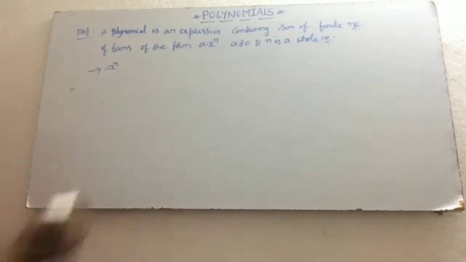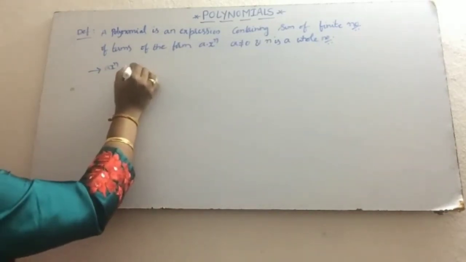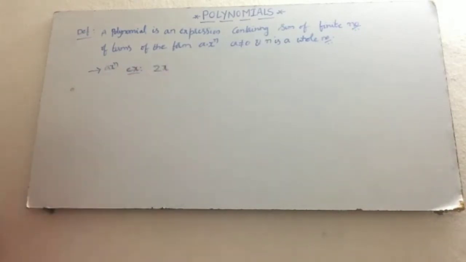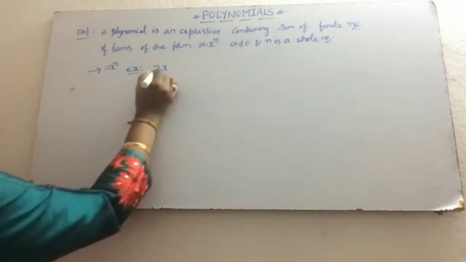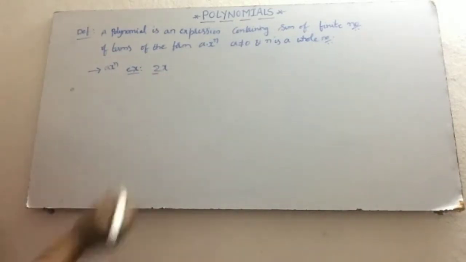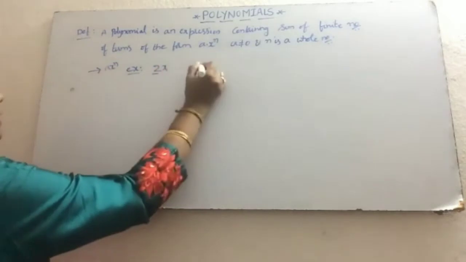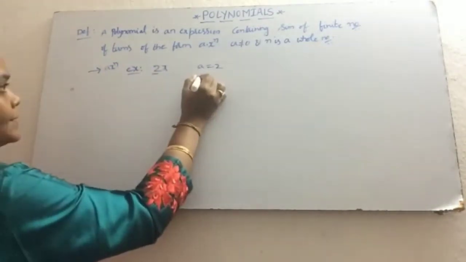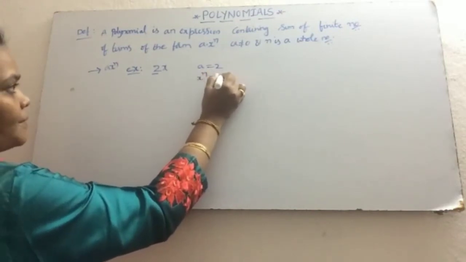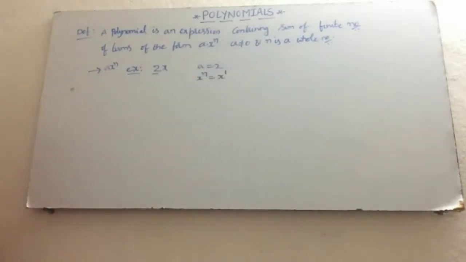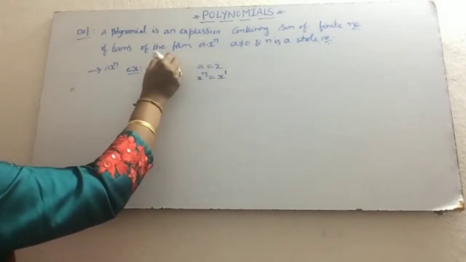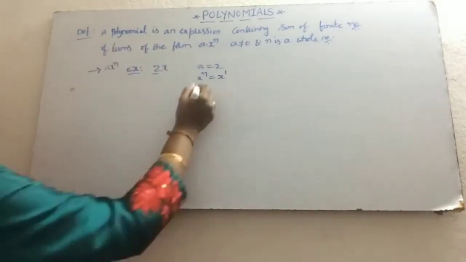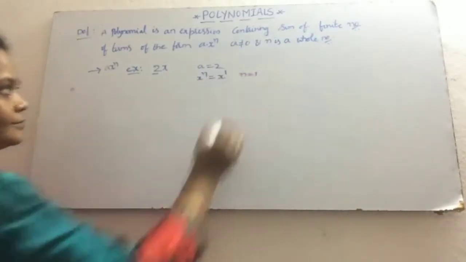So, I will take an example. Suppose I will take 2x. Here a equal to 2 and x power n, that means x power 1. Here the power value is not there. That means 1. So n equal to 1.